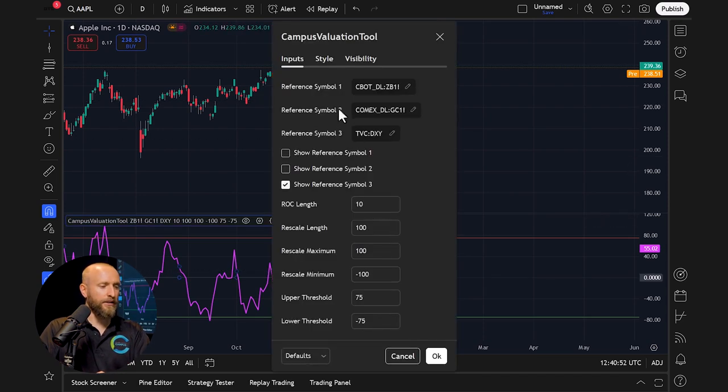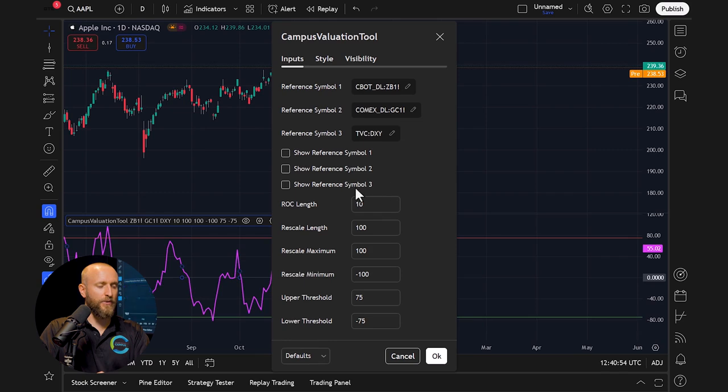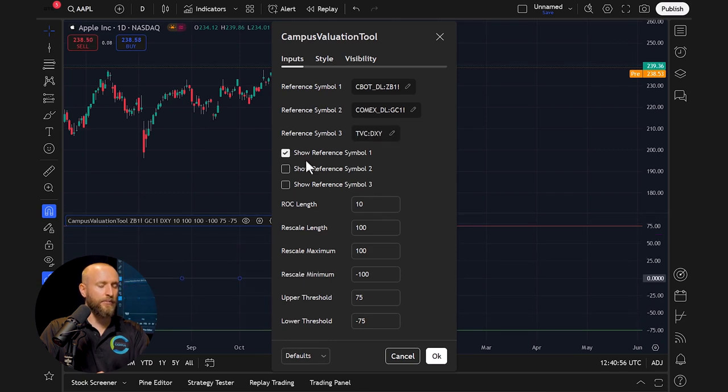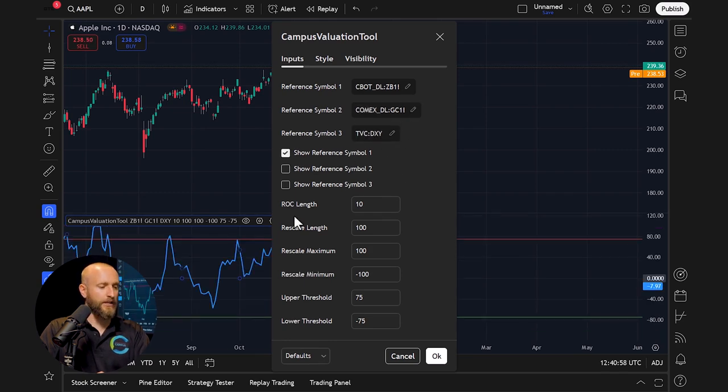I go back into the settings. I'm going to unselect reference symbol 3, which is the dollar. And I'm going to use reference symbol 1, which are the interest rates. And down here, I'm going to change the ROC from 10 to 13.